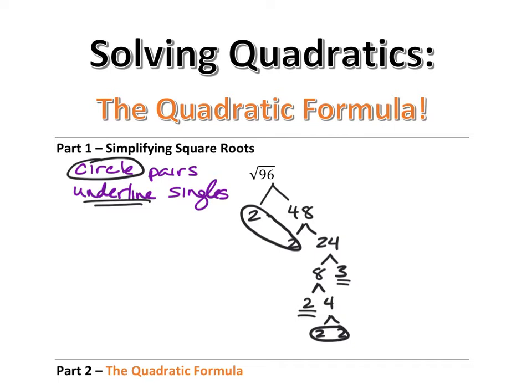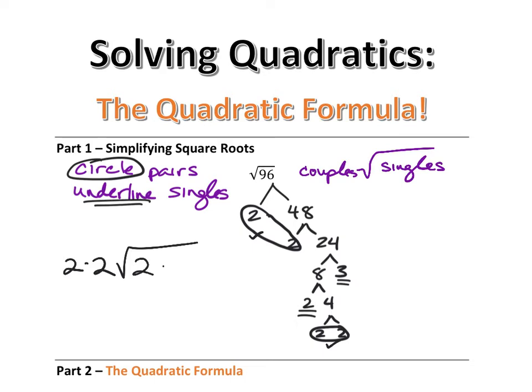Now once you have your singles and your pairs, you're going to put them back together in a square root. Your final answer will still most likely have a square root in it. All of your single numbers go back together underneath the square root, and all of your couples get to pop out one time in front. If you have multiple singles and multiple couples like we do in this example, we just multiply them together. So for the square root of 96, we'd have a couple of 2's, another couple of 2's, a single 2 and a single 3.